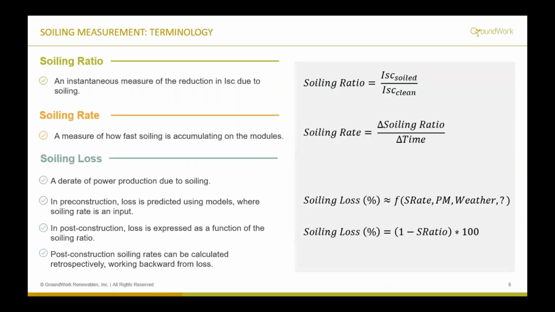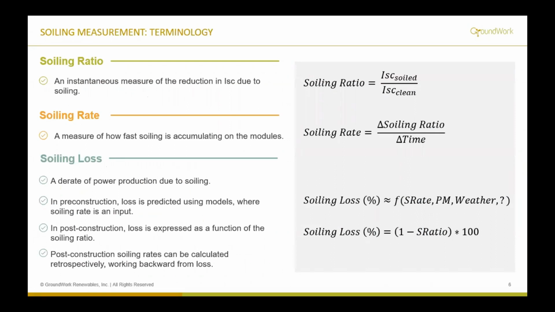So when we talk about soiling, it's important to clarify the difference between soiling ratio, soiling rate, and soiling loss. Soiling ratio is an instantaneous measure of the reduction in the module output due to that soiling. So what's happening on that module right now. Soiling rate is a measure of how fast that soiling ratio is changing through time. And it's calculated by dividing the change in the soiling ratio over the amount of time that change occurred. Soiling loss, or more specifically production loss due to soiling, is a derate of power production.